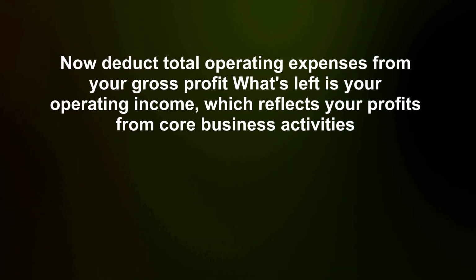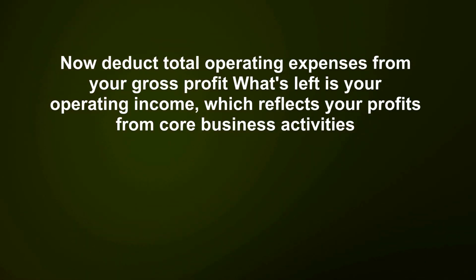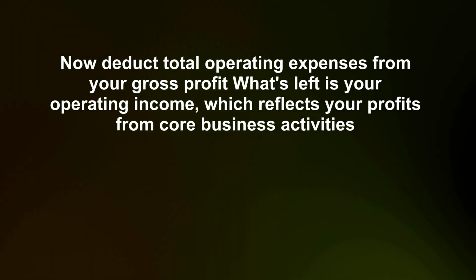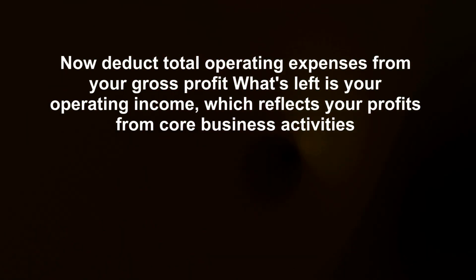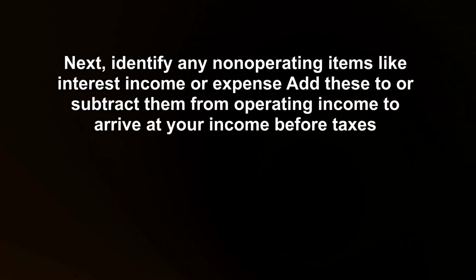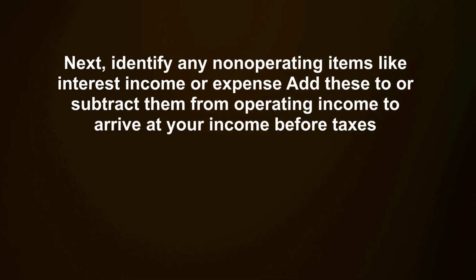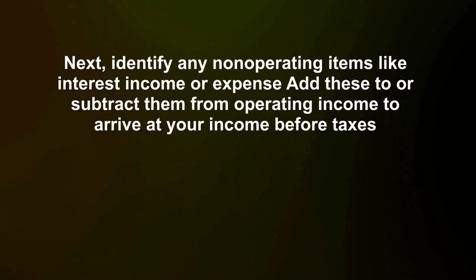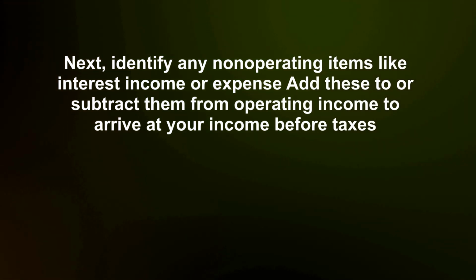Now deduct total operating expenses from your gross profit. What's left is your operating income, which reflects your profits from core business activities. Next, identify any non-operating items like interest income or expense. Add these to or subtract them from operating income to arrive at your income before taxes.